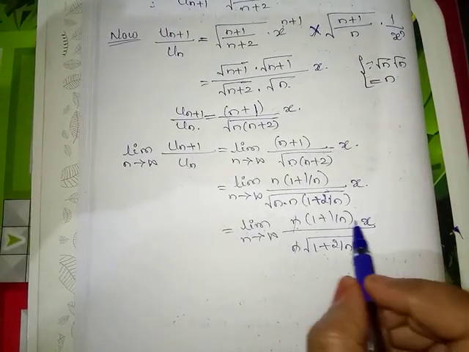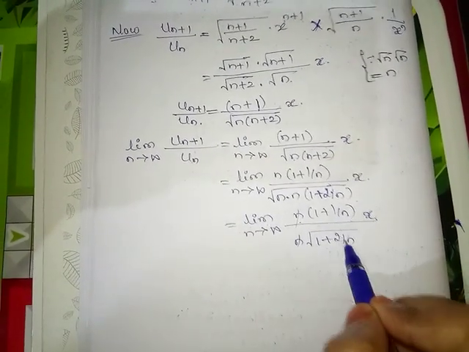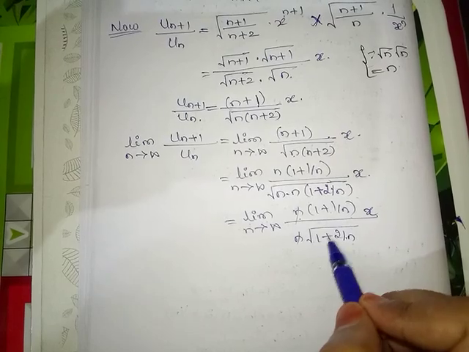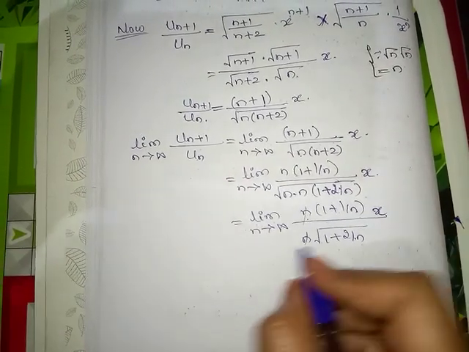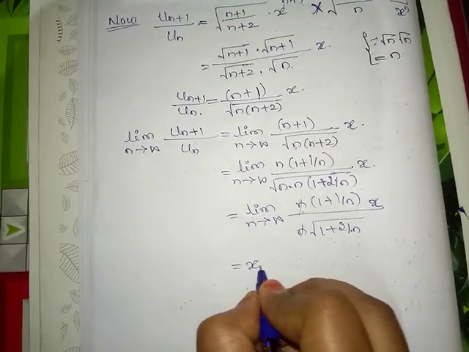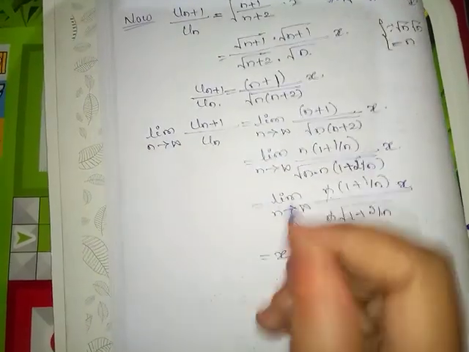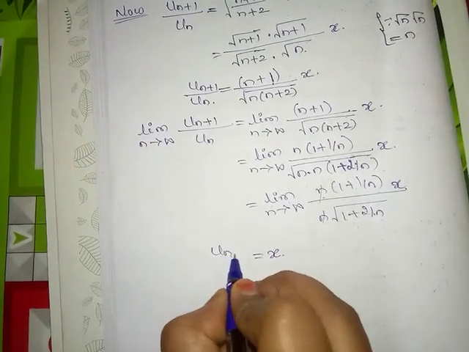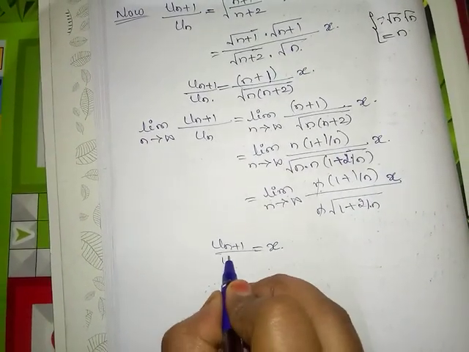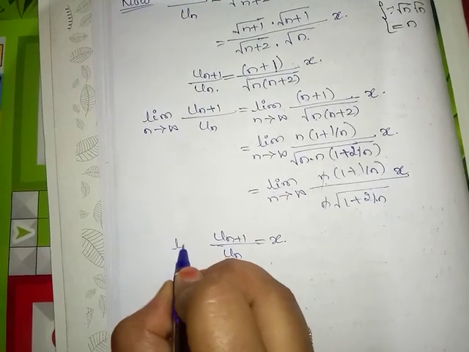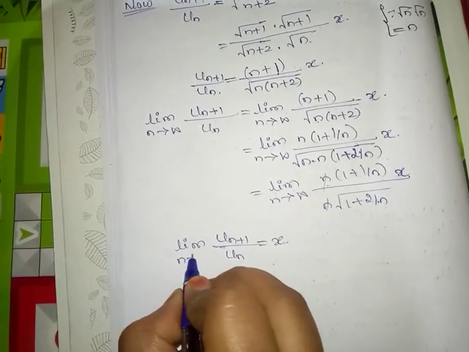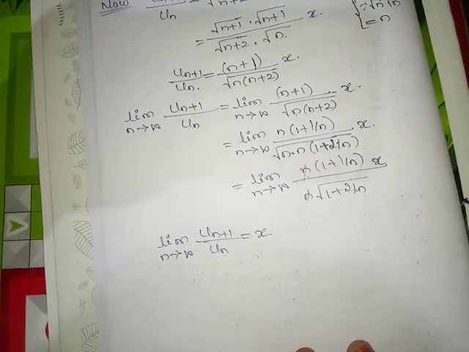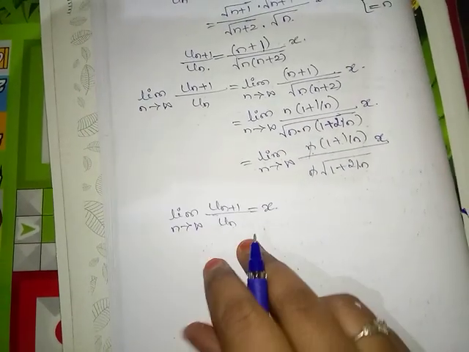Now apply the limits. It will be 1 plus 0, 1 plus 0. Square root of 1 is 1. 1 into x is x. Therefore it is x. Limit n tends to infinity of un plus 1 divided by un is equal to x.